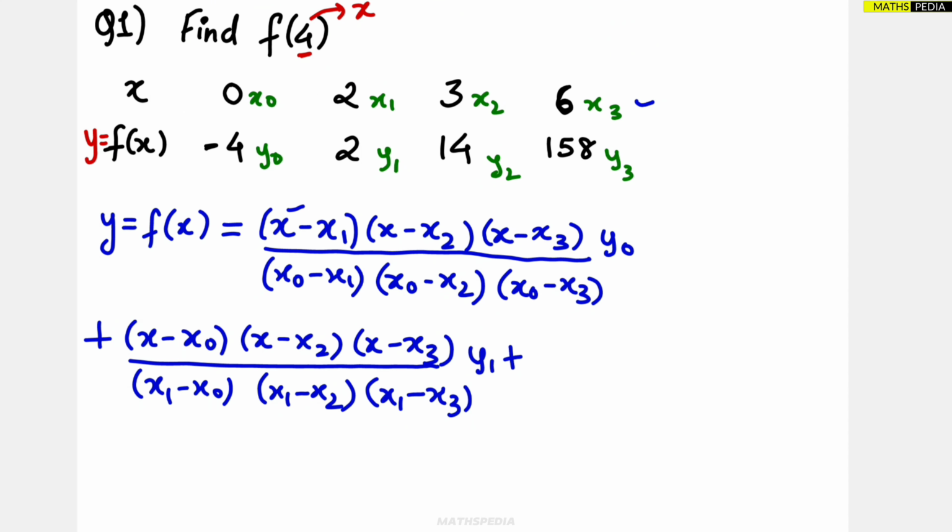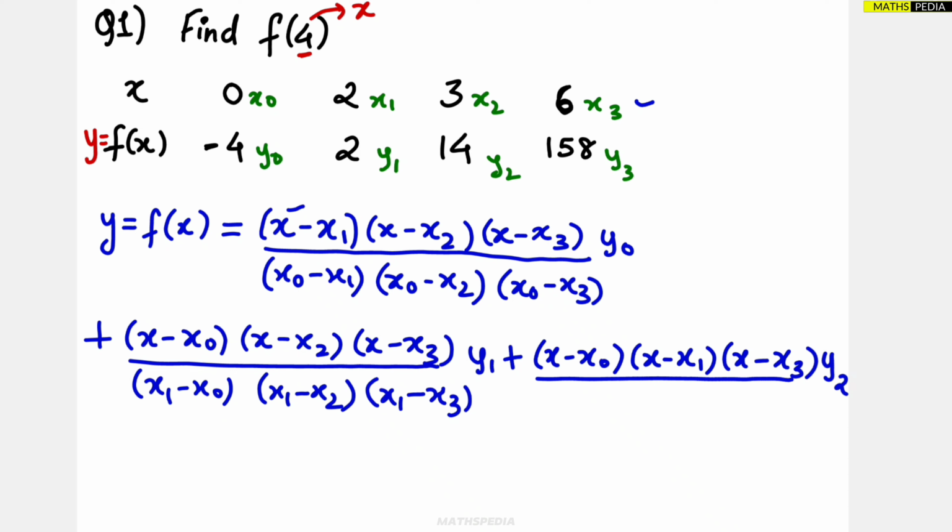Now next it is related to y2. So x minus x0 will come, x minus x1 also will come, but x minus x2 won't come, right? Because it is y2. So x minus x3 will come directly into y2, whole divided by, now x2 will come in the denominator part. Just replace x with x2. Same thing you have to copy paste.